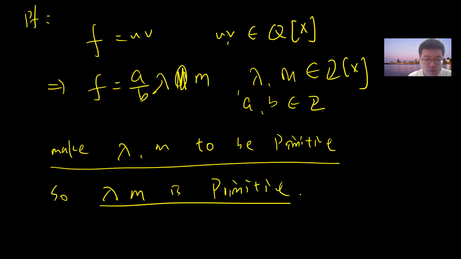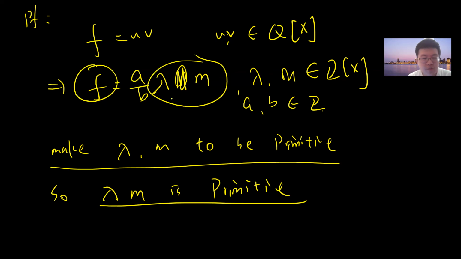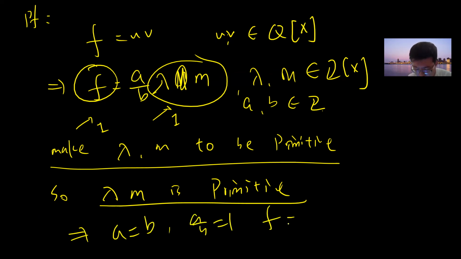So now you have one primitive polynomial that is a product of another primitive one. So the only possibility is that the content of this is 1, and the content of this is 1. Therefore a must equal b, and a divided by b is 1. So f is just lambda mu.